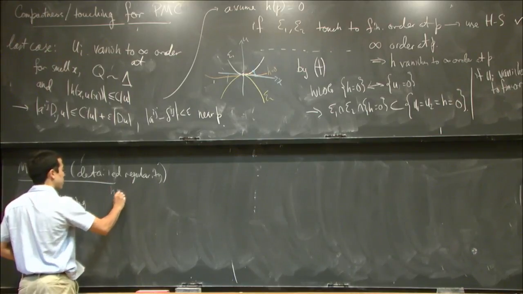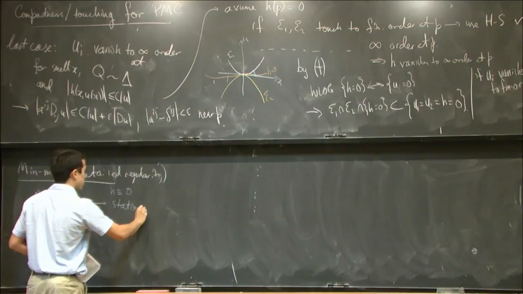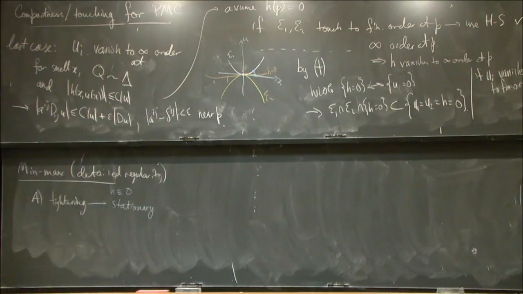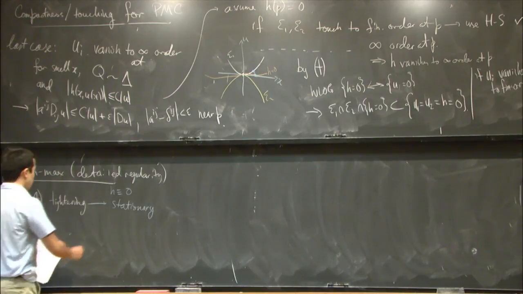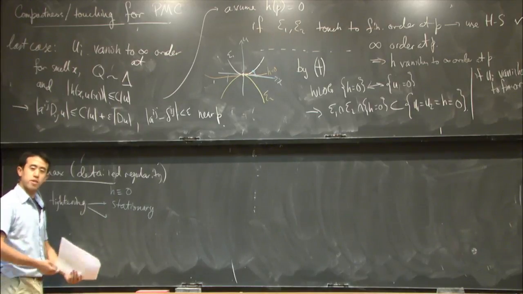So when H is zero, we show that it's stationary, right? We apply some sort of map and produce a new sequence for which the limit is actually stationary. I mean, if we couldn't do this, we'd be in real trouble, because we're trying to find a critical point, right? Okay. We also show that it has a sort of more direct variational property.